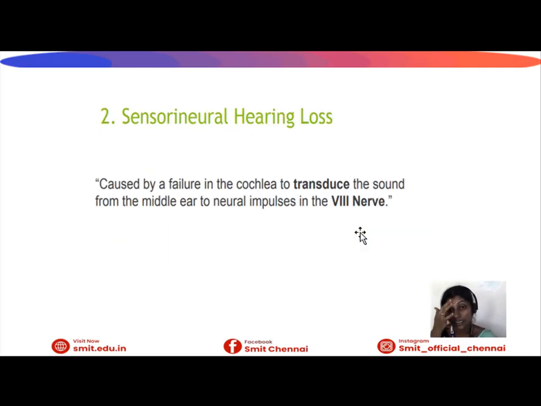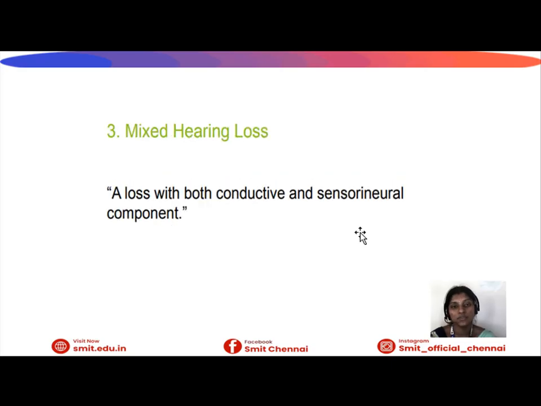Sensory neural hearing loss is caused by the failure in the cochlea, which is in the middle ear, which transduces sound from the middle ear to the neural impulses into the 8th nerve. So this loss is because of the middle ear hearing losses. And third one is mixed hearing loss, with both conductive and sensory neural component. Next we will clearly see these hearing loss types in the pathway model.